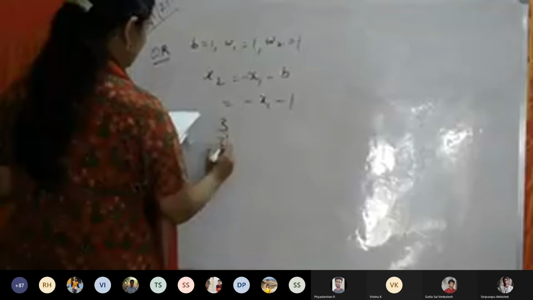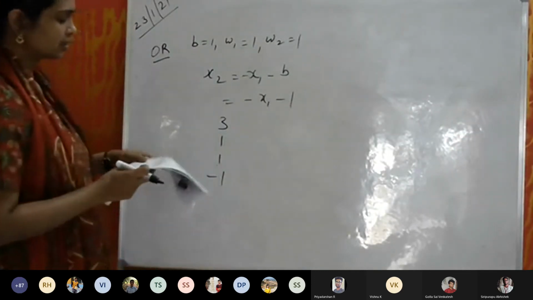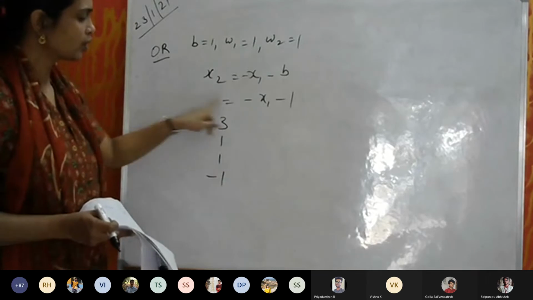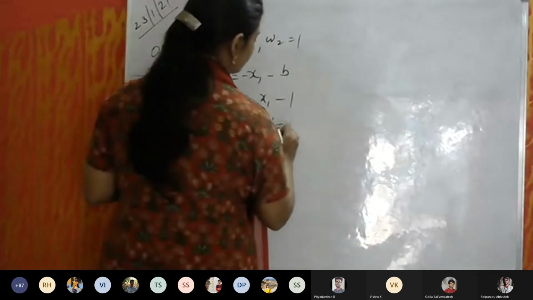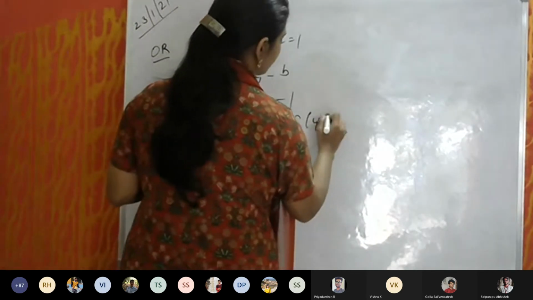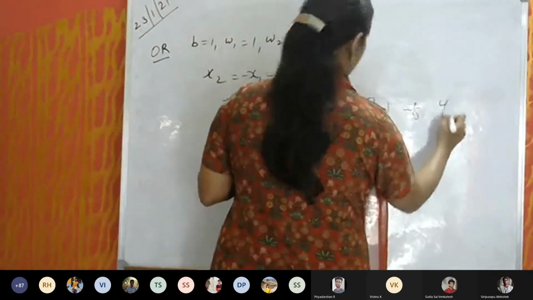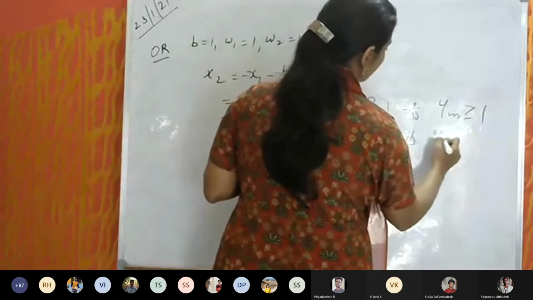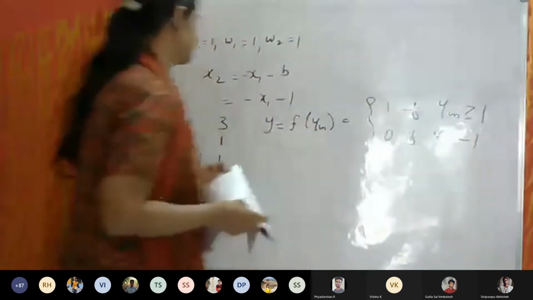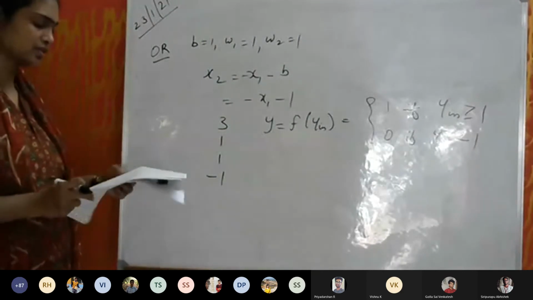So for the first case, you will get a 3, then you will get a 1, 1 and minus 1. So we can decide that the threshold can be greater than 1. So your Y will be f of Y in, it should be equal to 1 if Y in is greater than or equal to 1, 0 if Y in is less than 1. For the first 3 cases, you will be getting a value like this.